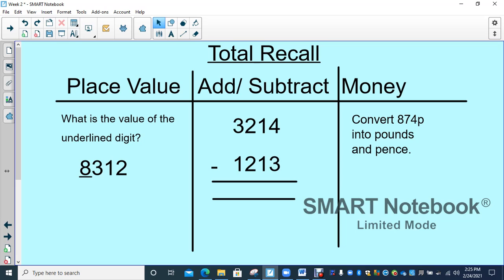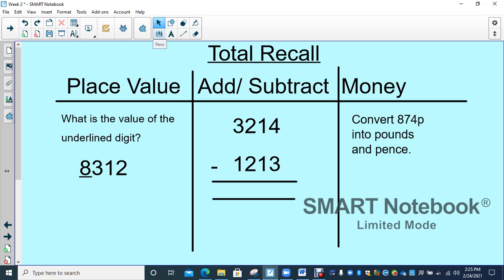So what is the value of the underlined digit? Well, the 8 has been underlined, and using my place value knowledge, I know that the 8 is in the thousands column, and therefore the value of this digit is 8,000. Give that one a tick if you got it correct.